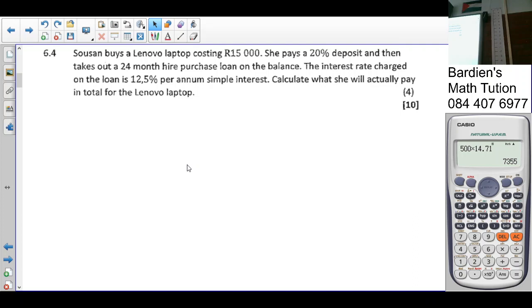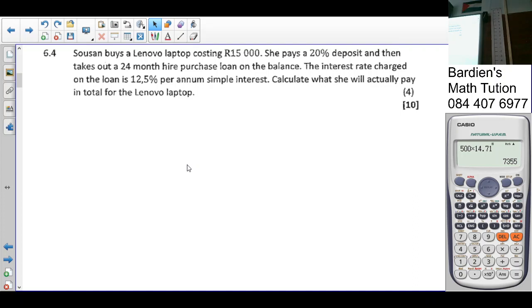Alright, here we go. So we are told that Sosan buys the Lenovo tablets, costing 15,000 rand. She pays a 20% deposit and then takes out a 24-month hire purchase.